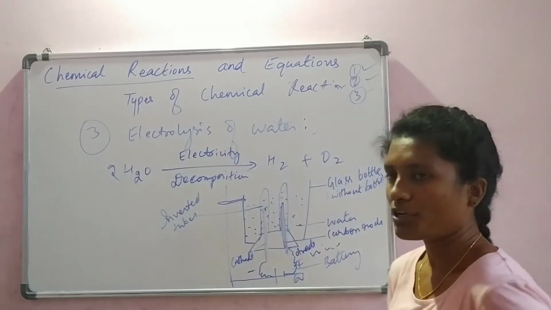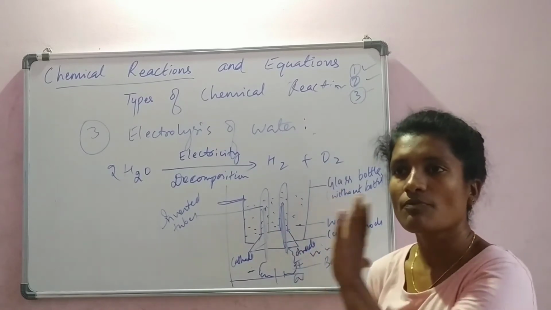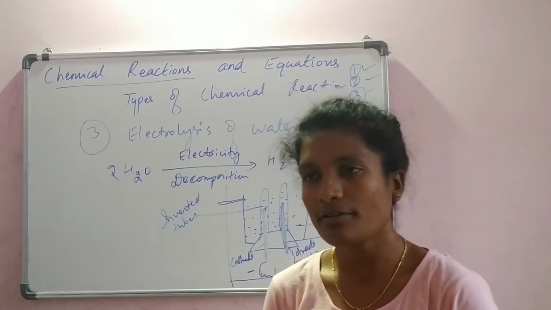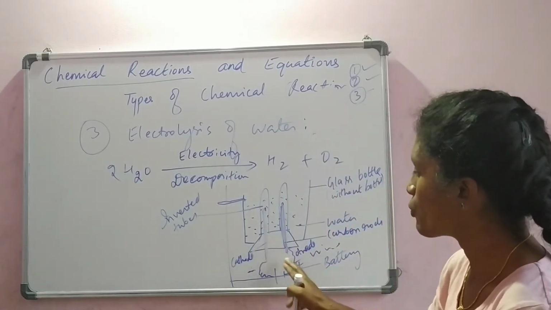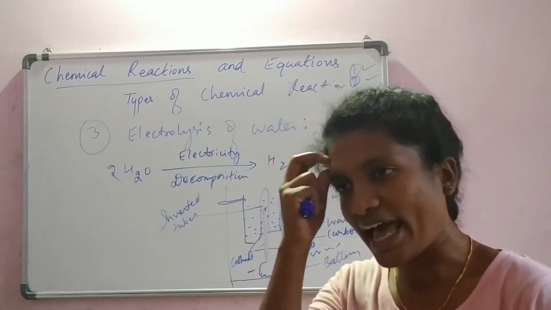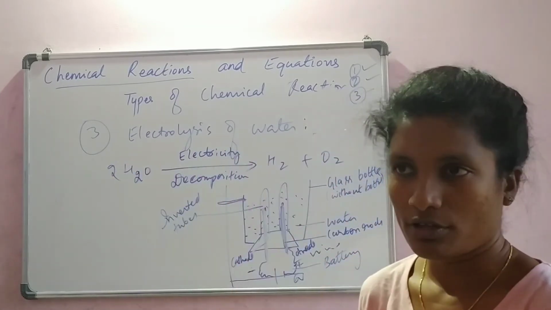Take a glass bottle without the bottom. Pour some water into it. Place 2 test tubes inverted where there are 2 carbon rods connected to an external battery. The 2 carbon rods act as cathode and anode.